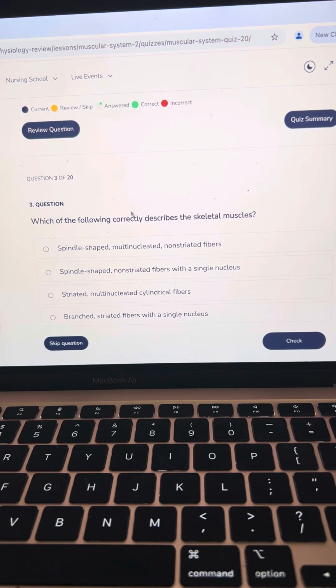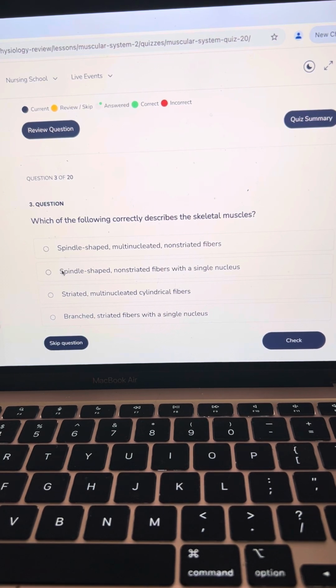We're going to move on. Which of the following correctly describes the skeletal muscles? Skeletal being your keyword here. Are they spindle-shaped, multinucleated, non-striated fibers? Are they spindle-shaped, non-striated fibers with a single nucleus? Are they striated, multinucleated, cylindrical fibers? Or branched, striated fibers with a single nucleus? All right, I'll give you a second.